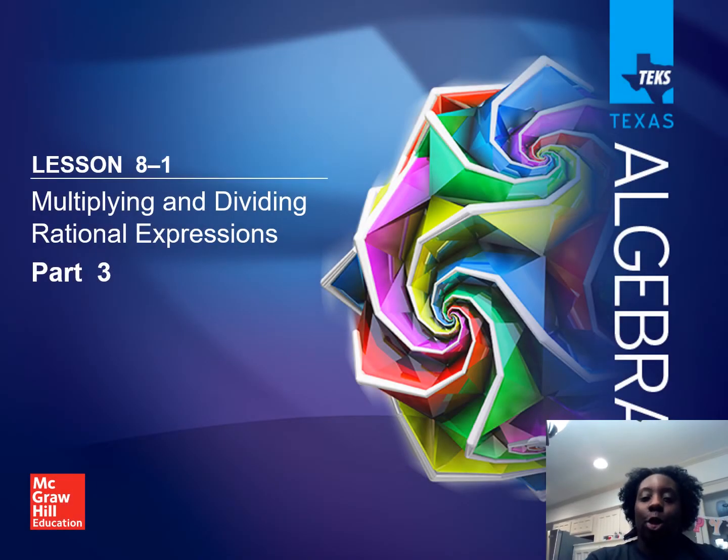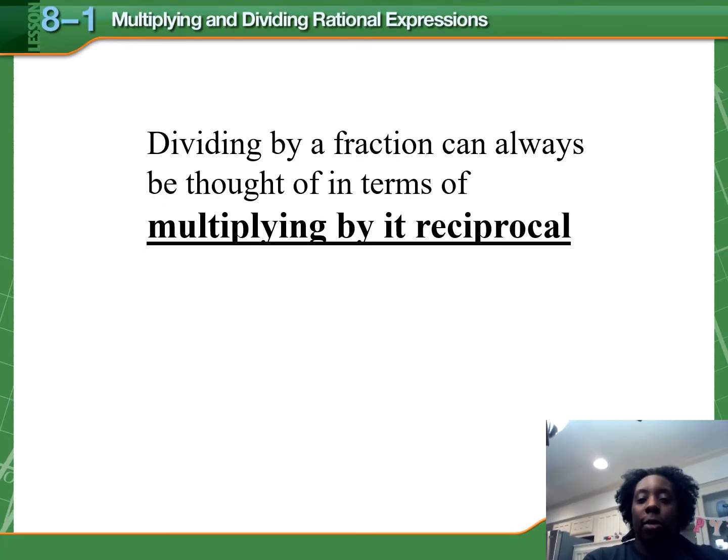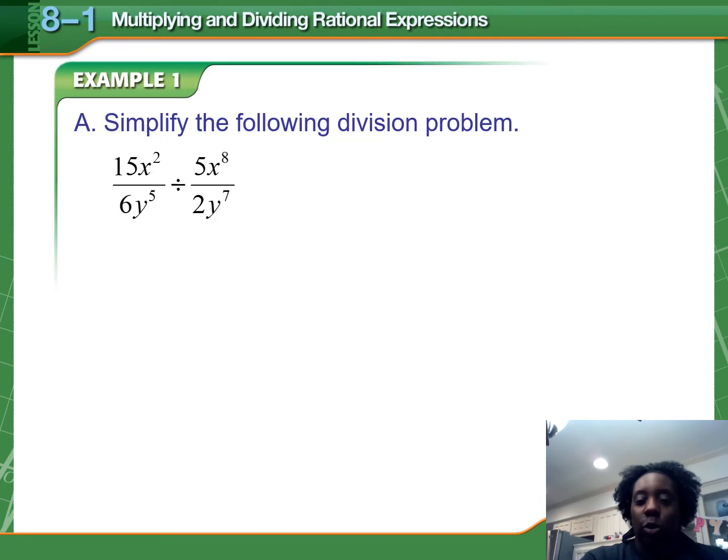All right, so this is the third lesson on multiplying and dividing rational expressions. Today we're going to divide. Dividing by a fraction can always be thought of in terms of multiplying by its reciprocal. One of my students used to sing a song: dividing by a fraction is easy as pie, flip the second and multiply. She sang that all the time during this section, and that's how she remembered.